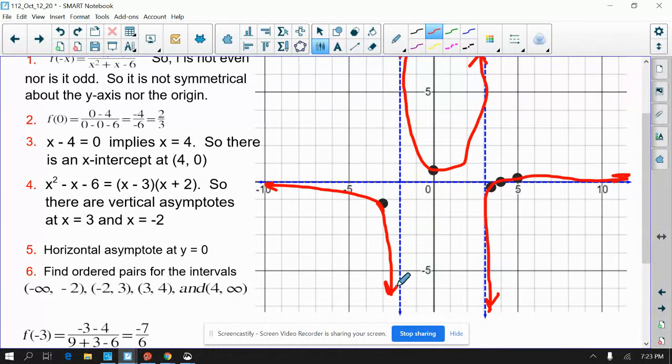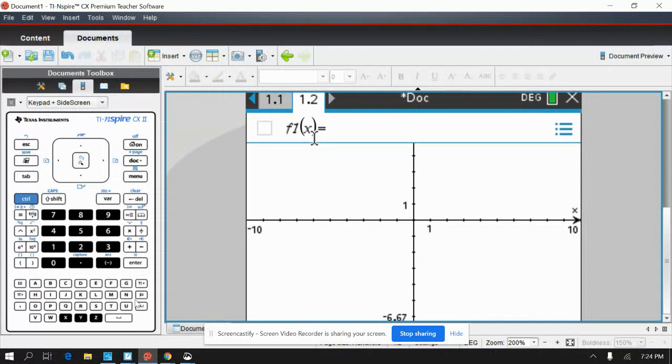So this is an extremely crude sketch of what this function will look like. We can, and we should, practice graphing it with our graphing calculator. So this is x squared.